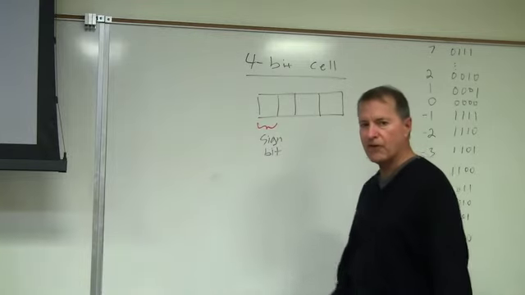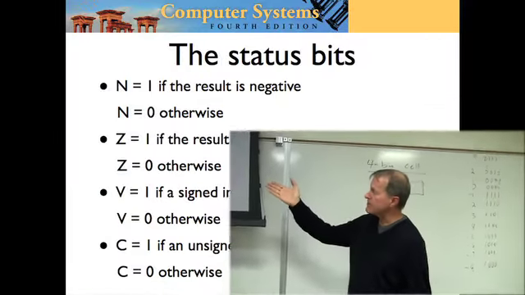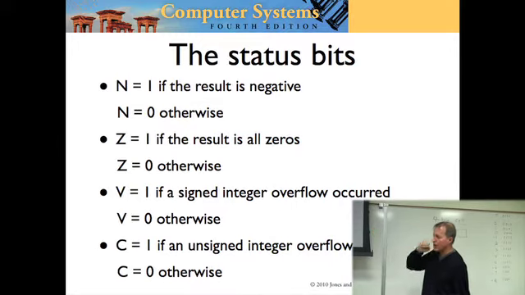But that was just one of 4 special bits, as illustrated on this slide, the status bits. The 4 bits are N, Z, V, and C. So that C bit was the last of these 4 special ones. Let's review that. What does it say here? C equals 1 if an unsigned integer overflow occurred. C equals 0 otherwise. Do you remember how that worked? If there was a carry out of the leftmost bit, then that was 1.